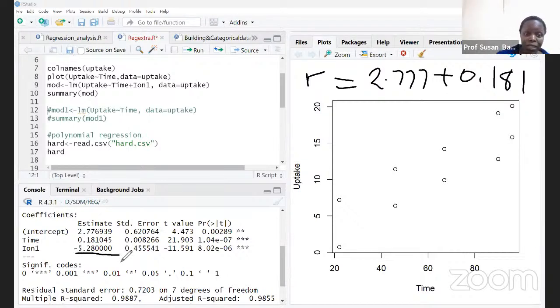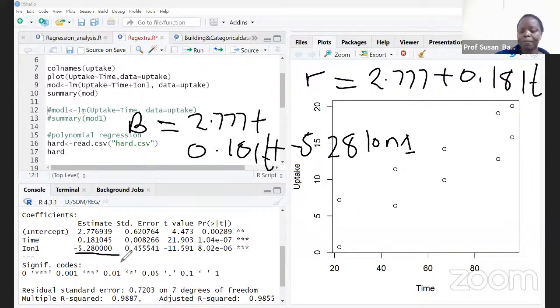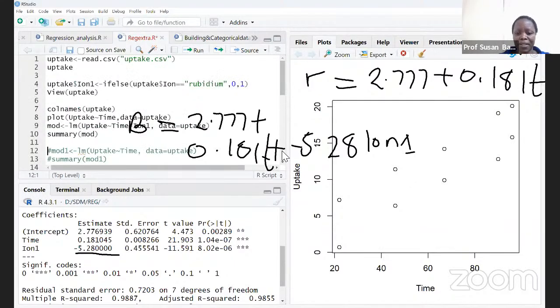The second model, for bromide, is equal to 2.77 plus 0.181 time, plus minus 5.28 iron 1. This one has time on it, so we are going to put a big T there and also a big T here. Remember, in our data set, we coded bromide 1. Is that true? Let me look at the code. Yes, we coded bromide 1.